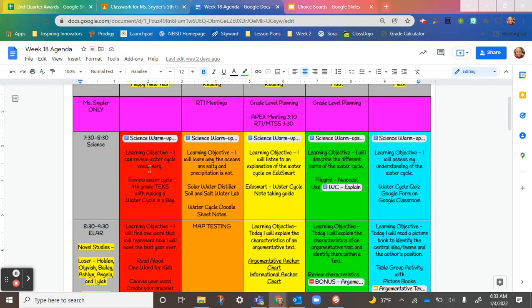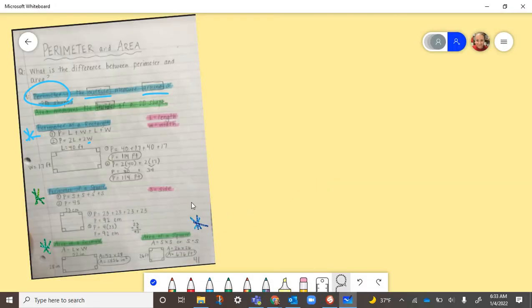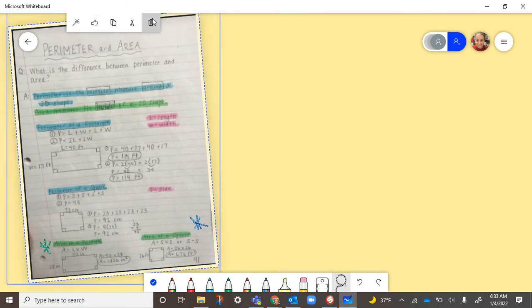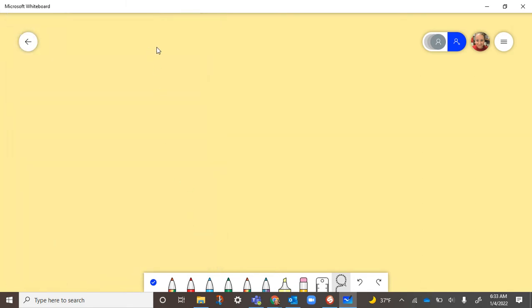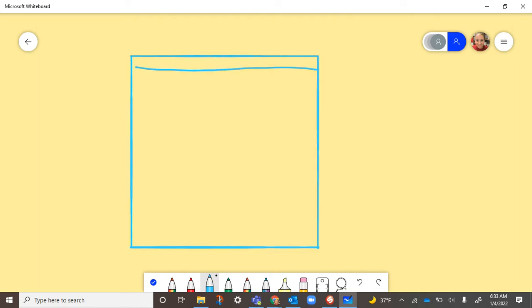Then we reviewed the water cycle vocabulary by making a water cycle in a bag. And so you can do this at home if you'd like. Let me get my whiteboard pulled up. All right, so you just get a plastic bag. Here's like the seal at the top. And we just reviewed the parts that we talked about from last year.